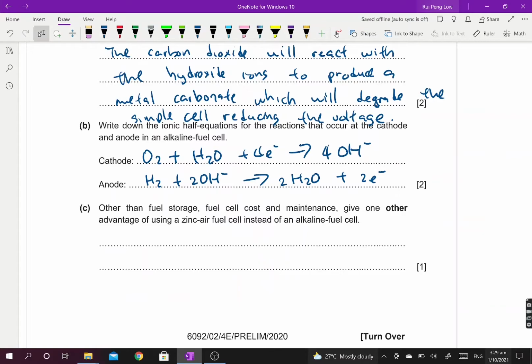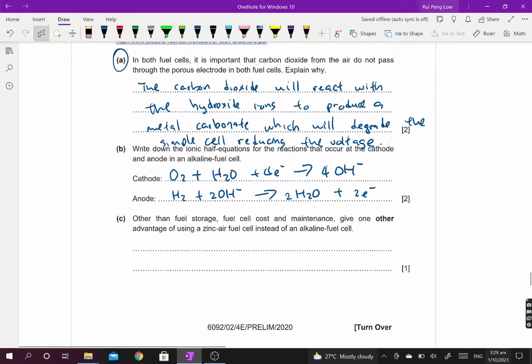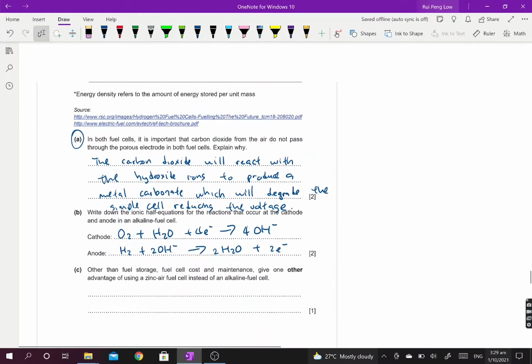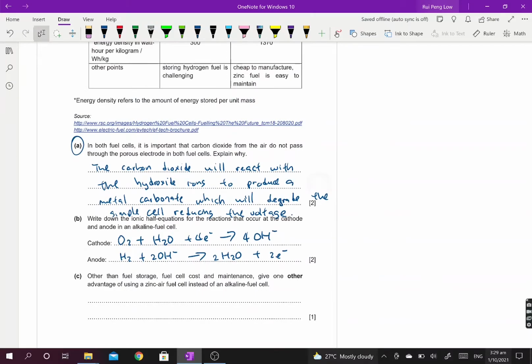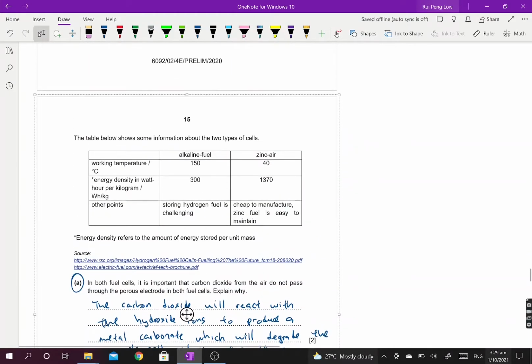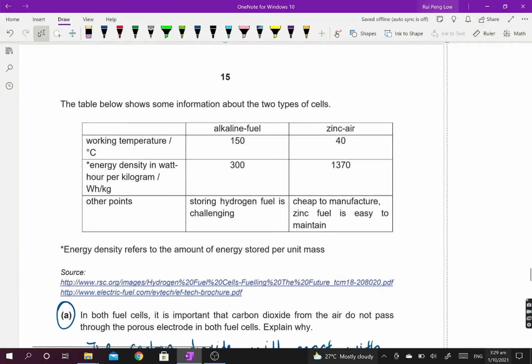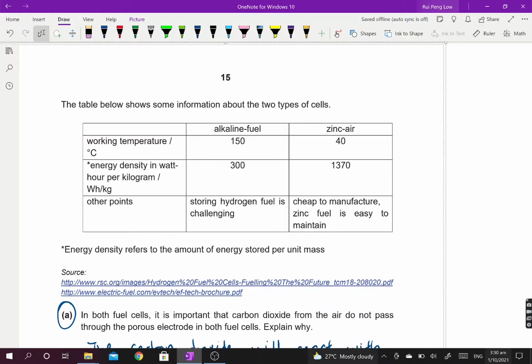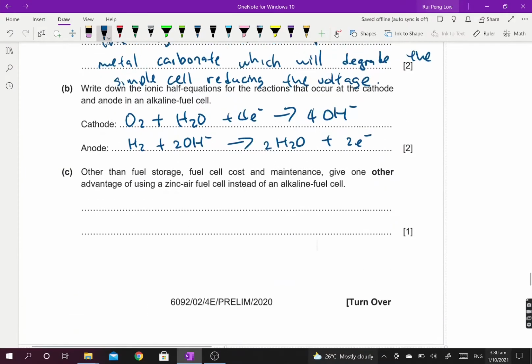Other than fuel storage, fuel cell cost and maintenance, what is another advantage of a zinc air fuel cell instead of an alkaline fuel cell? So again, you are not going to learn this in a textbook. You need to take a look at the data. In this case, manufacturing they don't want, storage they don't want to talk about. So what else can we talk about? We can talk about this. Very obvious, zinc air has a higher energy density.